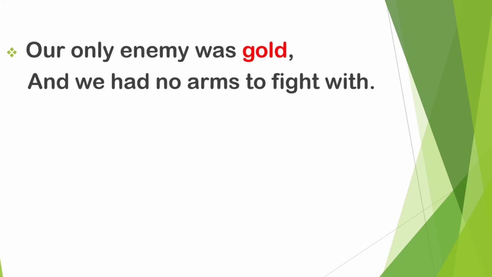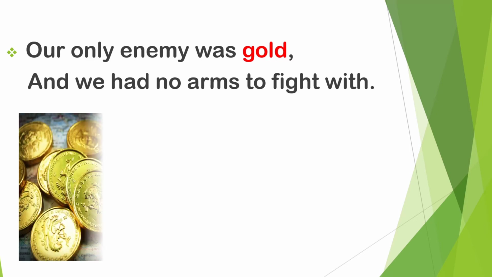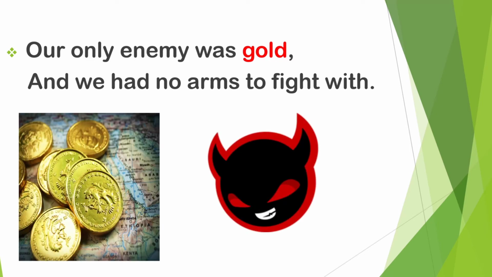Let us now look at another line. Our only enemy was gold, and we had no arms to fight with. This is a beautiful pair of lines taken from the poem Castle, written by Edwin Muir. Here, gold is described as enemy. You know that gold is a lifeless object, and here the poet gives the trait of a person. Gold is described as an enemy here, and hence it is an example for personification.